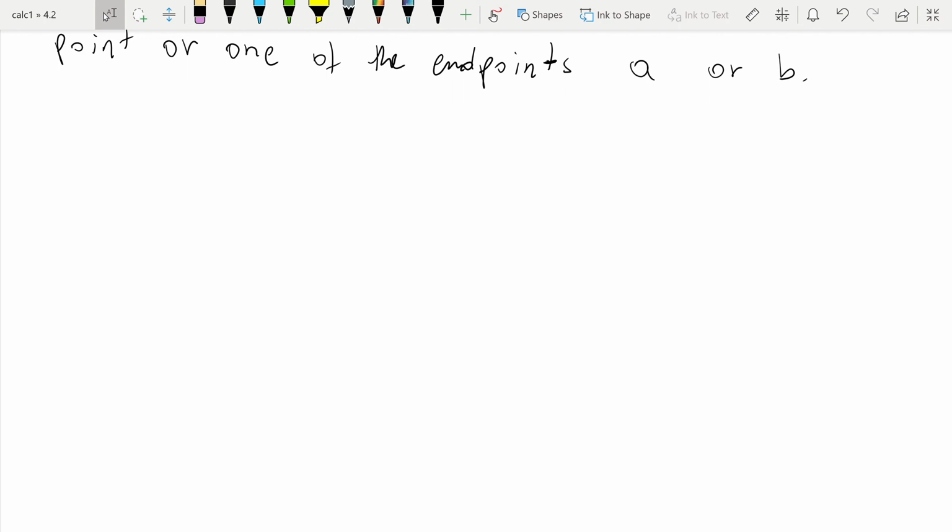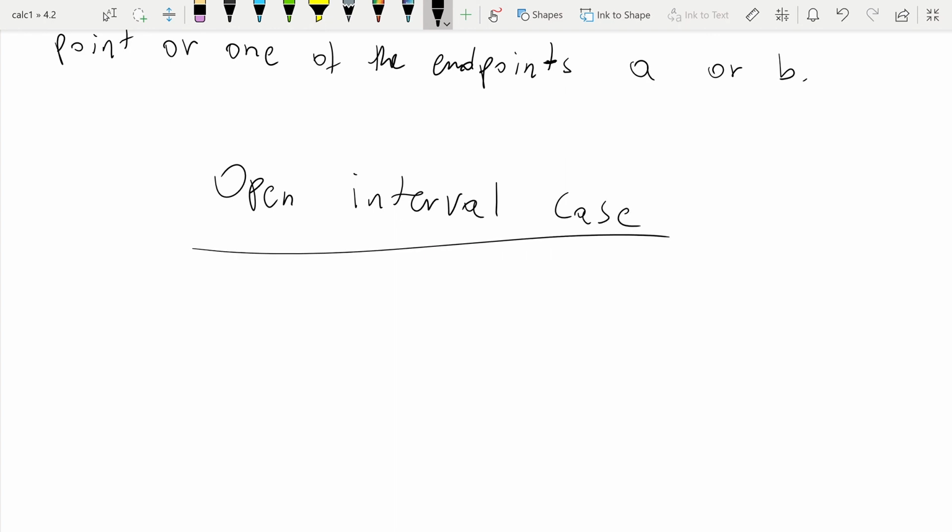So what happens now when we deal with an open interval? What happens when we deal with an open interval? We'll see an example. It will illustrate what happens, okay, in the next video.